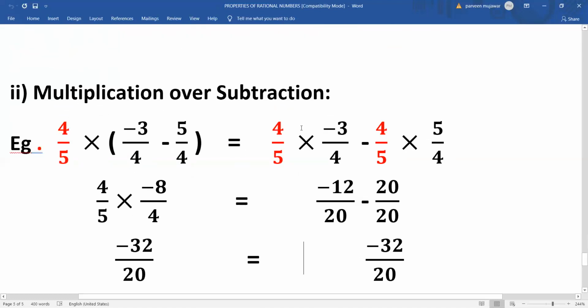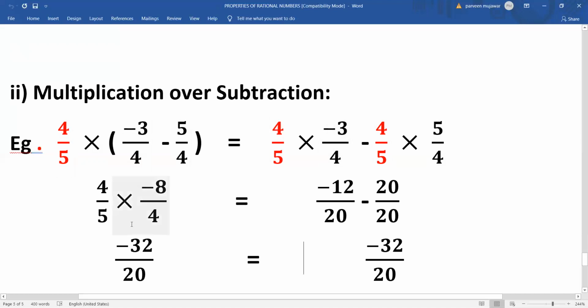Now multiplication over subtraction. So the distributive property of multiplication over subtraction. Check where is the multiplication sign here, and where is the subtraction sign? Inside the bracket. Now the same way what we did for addition, same way for subtraction. So 4 upon 5, again it is highlighted in red. So this will be multiplied with minus 3 upon 4 also, and this will be multiplied with 5 upon 4 also. Just go on the right hand side. 4 upon 5 is multiplied with minus 3 upon 4, and 4 upon 5 is multiplied with 5 upon 4 also. And your main sign you can see is your minus sign.